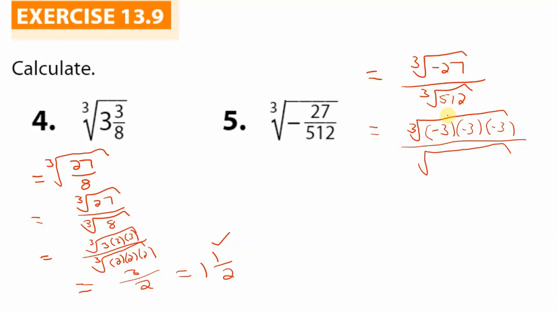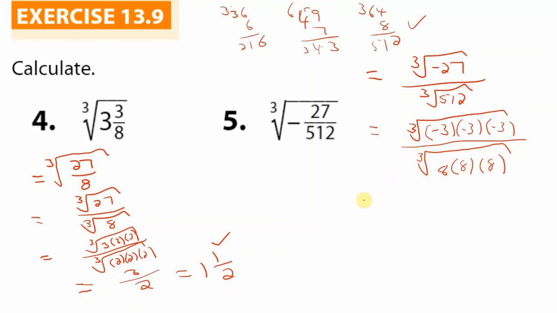So what will work for 512? I wonder, 6 times 6 is 36. What's 36 times 6? 216, that won't work. I think 7 will work. 7 times 7 is 49. 49 times 7. 9 times 7 is 63. 7 times 4 is 28. Plus 6. No. So let's try 8. 8 times 8 is 64. 64 times 8. 8 times 4 is 32. 6 times 8 is 48. Yep, that will work. So 8 times 8 times 8.